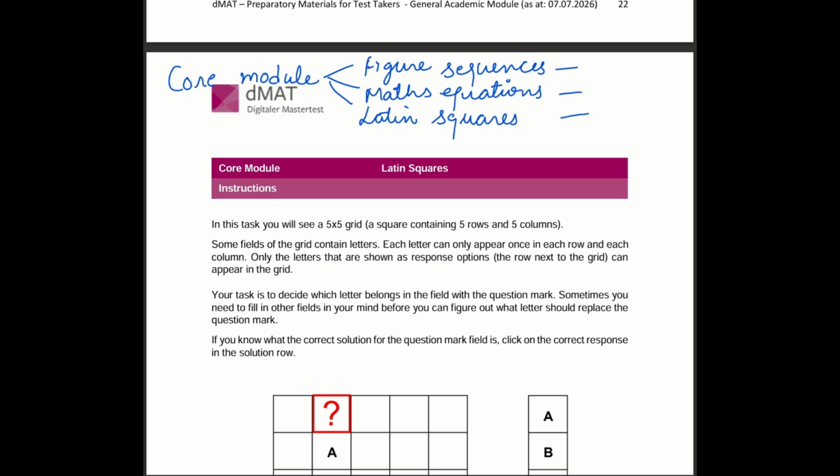You are going to get 20 questions from each topic and 25 minutes to solve them. So basically, you are going to get 75 seconds to solve one question. And one thing you have to remember is that you are not going to get any pen and paper, so every calculation you have to do in your mind only. So now let's start with Latin squares.